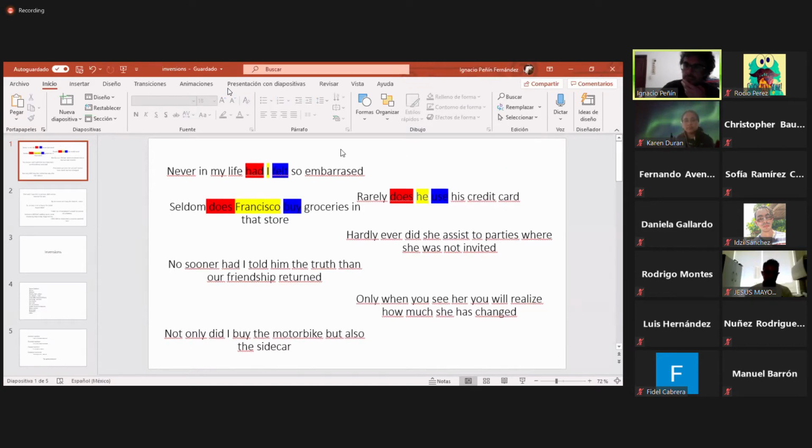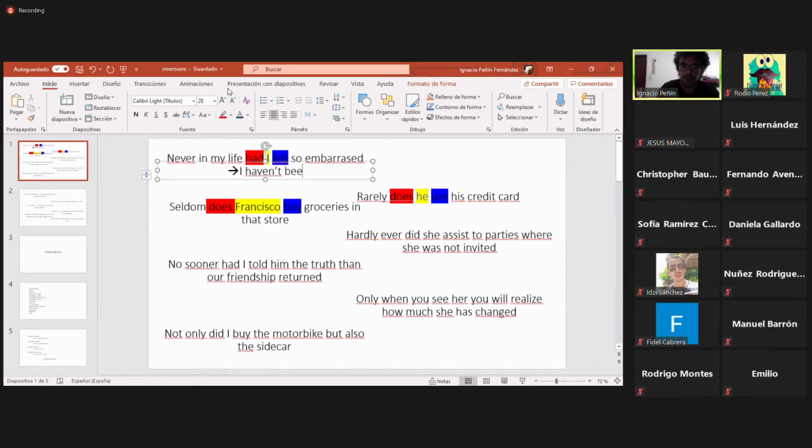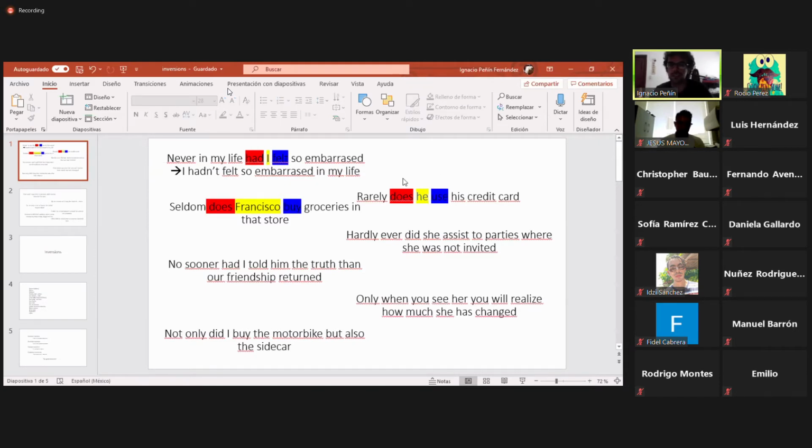Can you rewrite this with a usual structure? For example, I will give you the example of this one, okay? I haven't been so embarrassed in my life. Or I haven't felt, I'm sorry, it's the same. I haven't felt, or I hadn't, in this case it's the past. I hadn't felt so embarrassed in my life, okay? I have rewritten this with the usual structure.